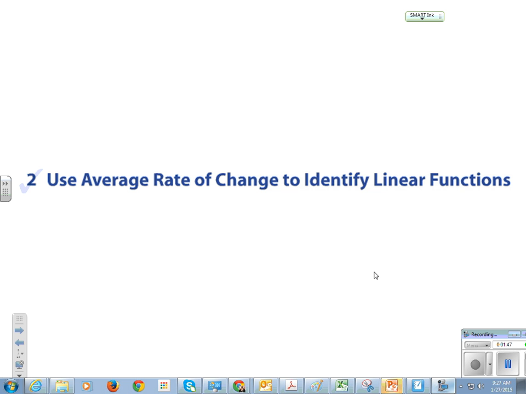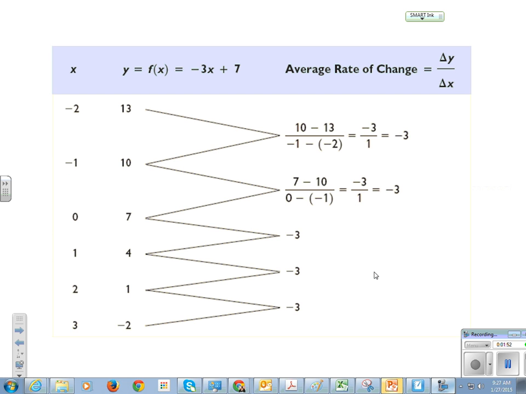We're going to take that to the next level by using the average rate of change to identify linear functions. So if we have a function and we plug in values, we find the change in y over the change in x. Here, change in y goes from 13 to 10. Change in x goes from -2 to -1. And my average rate of change is -3 from this point to this point.